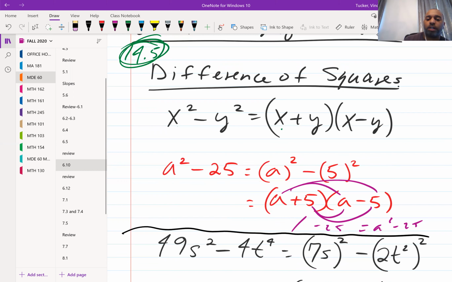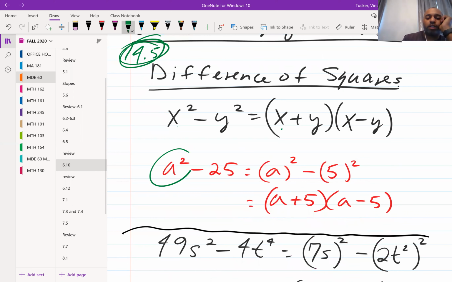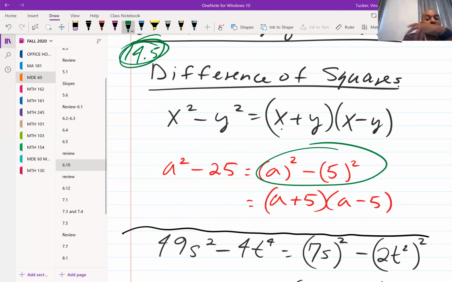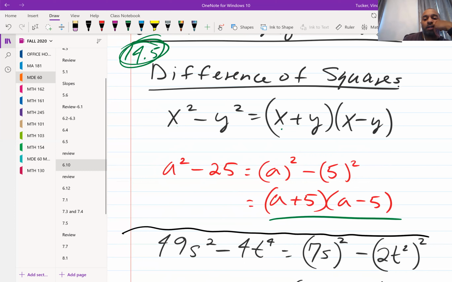So when I look at this example here, a squared is a times a, 25 is 5 times 5. Because I can break it up like that, in which I have a squared minus 5 squared, that's going to be a plus 5, a minus 5. So basically I have to look at each term. If each term is a perfect square, whatever those square roots are, I would do plus and minus both of those in the parentheses.